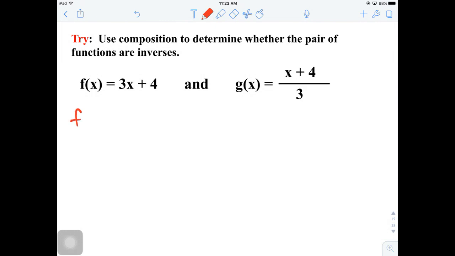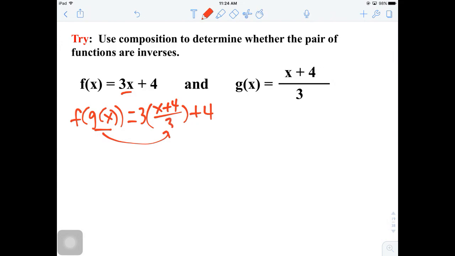We're going to actually verify f of g of x. And again, we're going to start with f of x, which is 3x plus 4. And what are we going to put inside the parentheses? We're going to put g of x in there, right? So g of x is equal to (x plus 4) over 3.